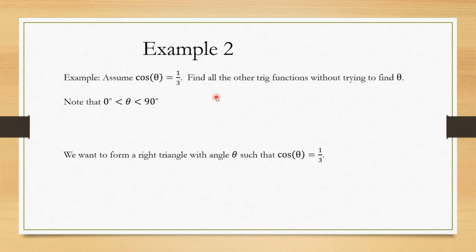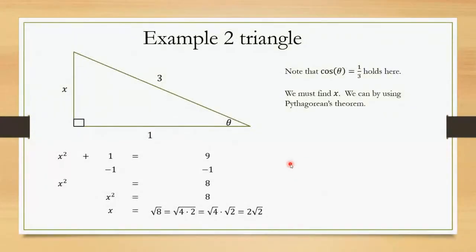What you do want to do, though, remember, is when solving these kinds of questions, you want to draw a right triangle so that this is true. That's what you want to do. And that's what I did here. So we have a right triangle, as you can see. I put theta over here. And now we need to get the side lengths so that this is true.